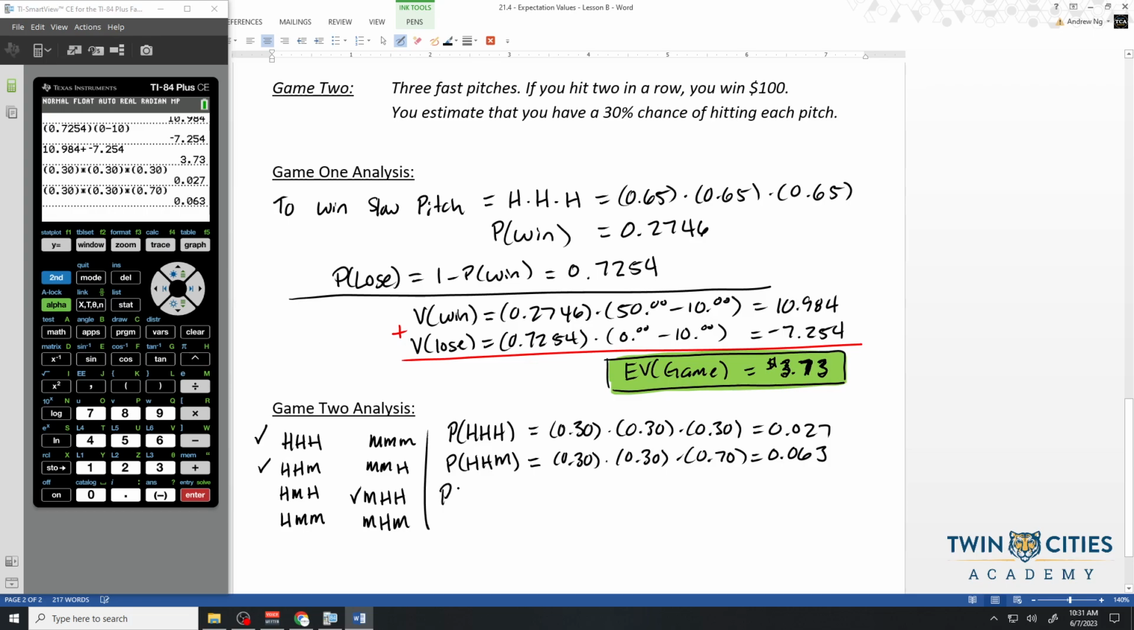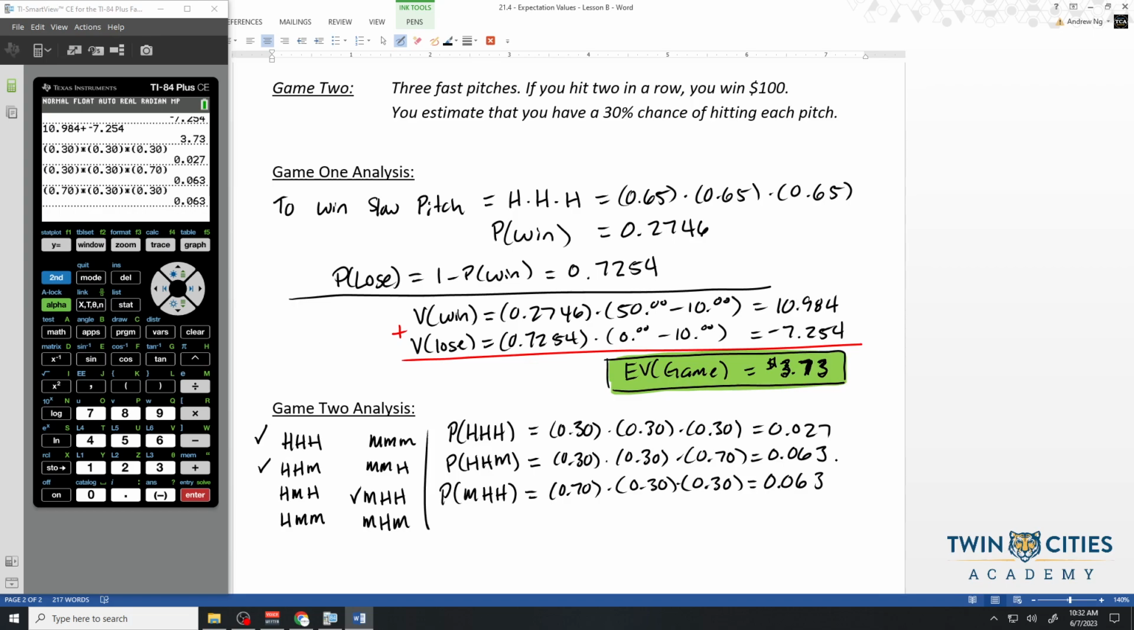And then lastly, the probability of miss, hit, hit. So if I miss the first one, that'd be 0.70, and then the other 2 are hits, so this would be 0.30 and this would be 0.30. Now this should be the same as hit, hit, miss, right? If I just do this here and change the first one, I can show you that. And it is. So this is 0.063.